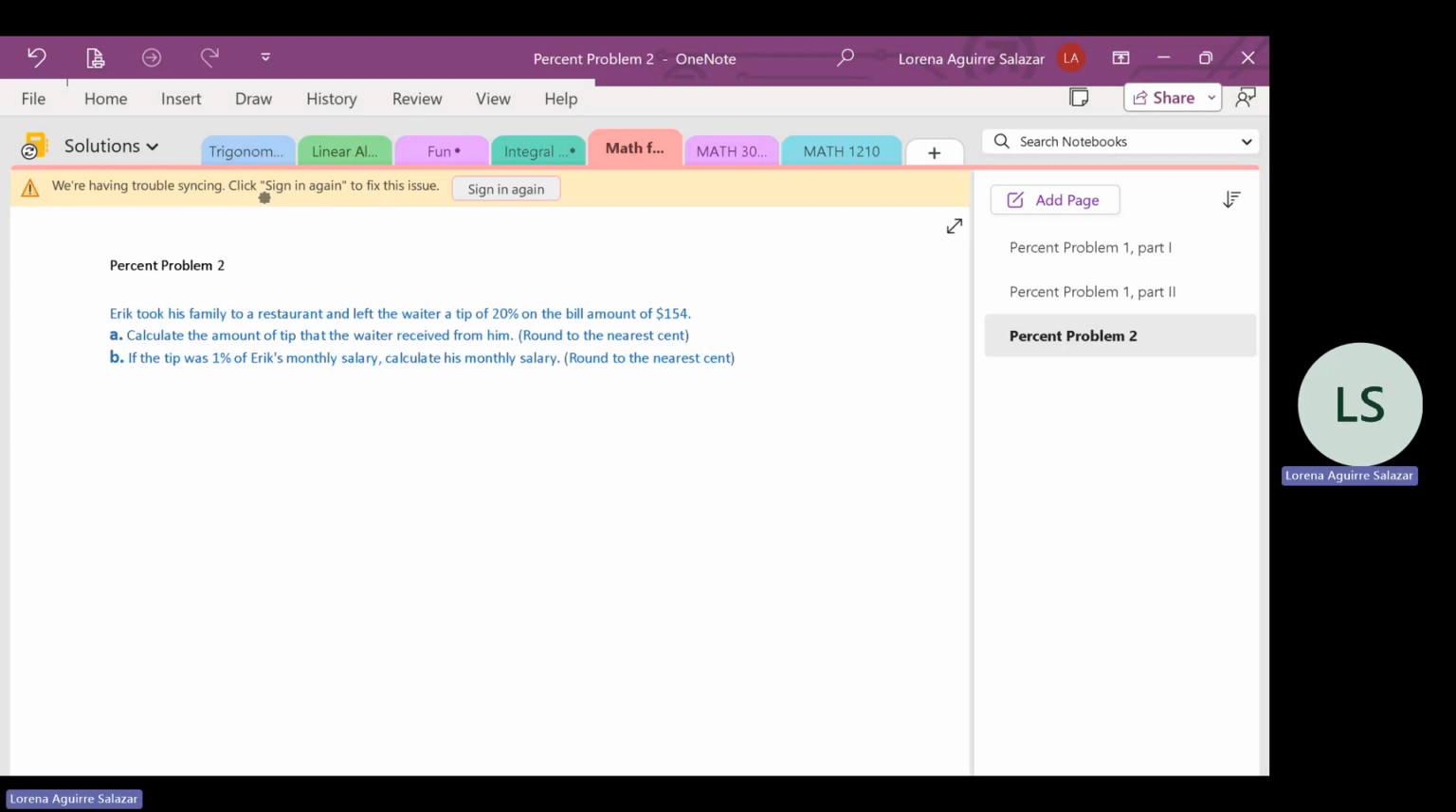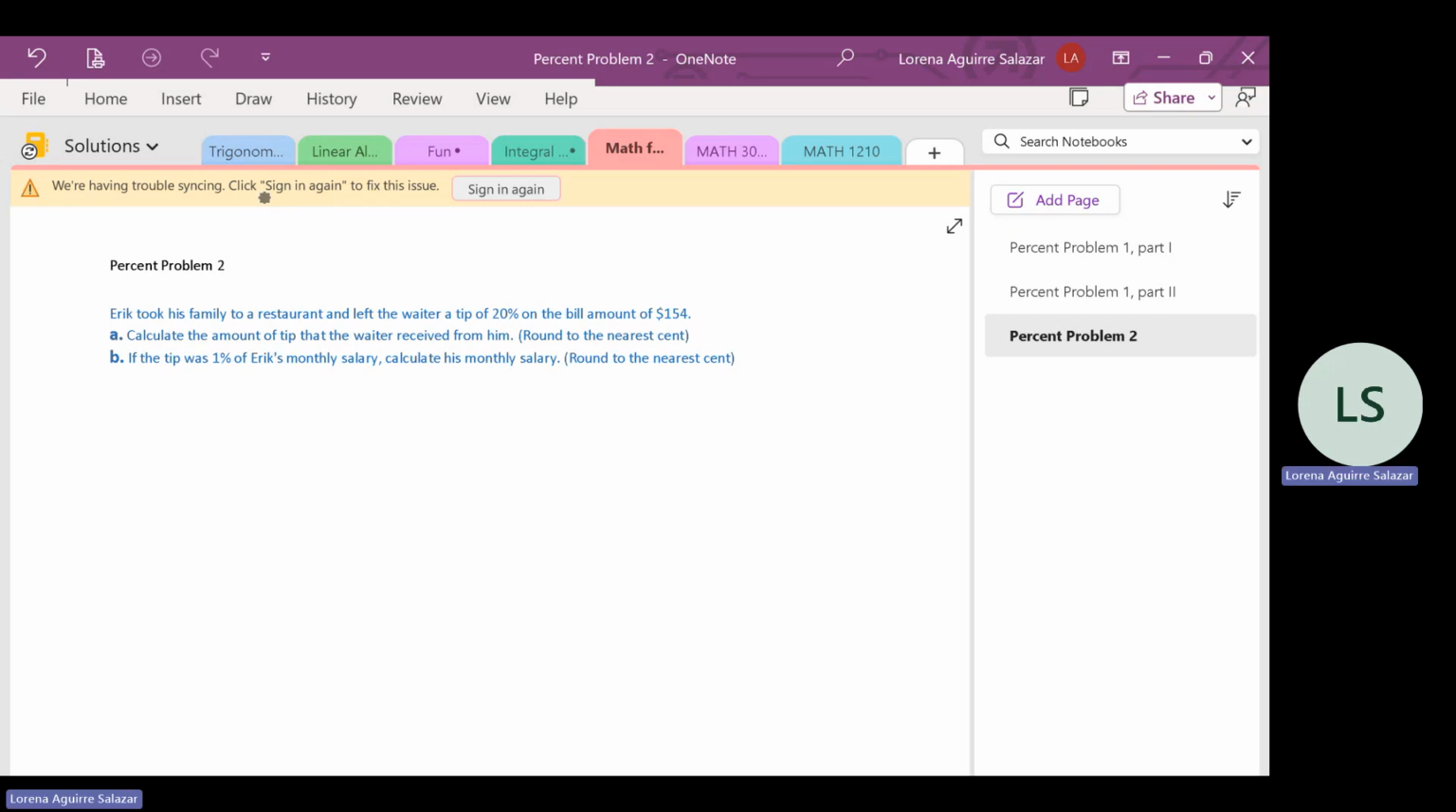Eric took his family to a restaurant and left the waiter a tip of 20% on the bill amount of $154. A. Calculate the amount of tip that the waiter received from Eric. Round the answer to the nearest cent, meaning round the answer to 2 decimal places. And B. If the tip was 1% of Eric's monthly salary, calculate his monthly salary. Round the answer to the nearest cent again.